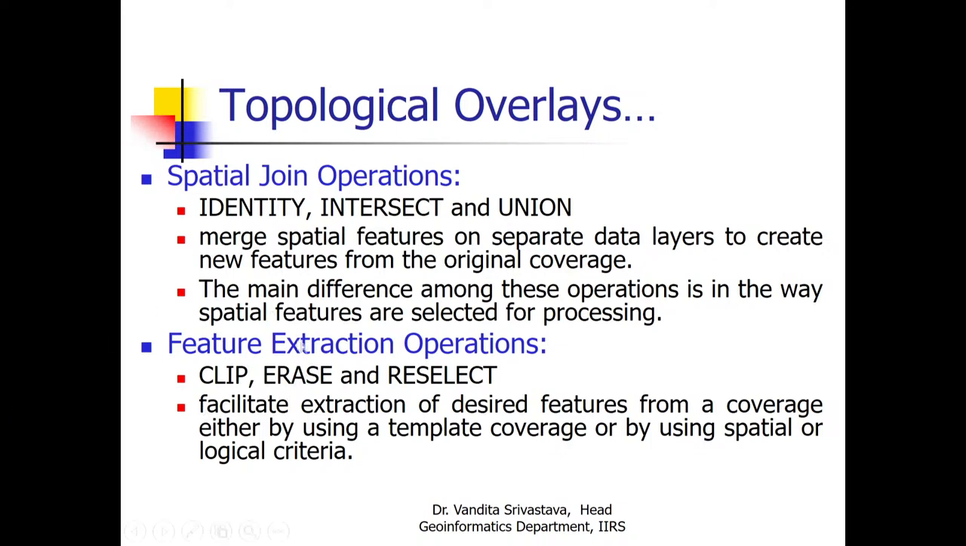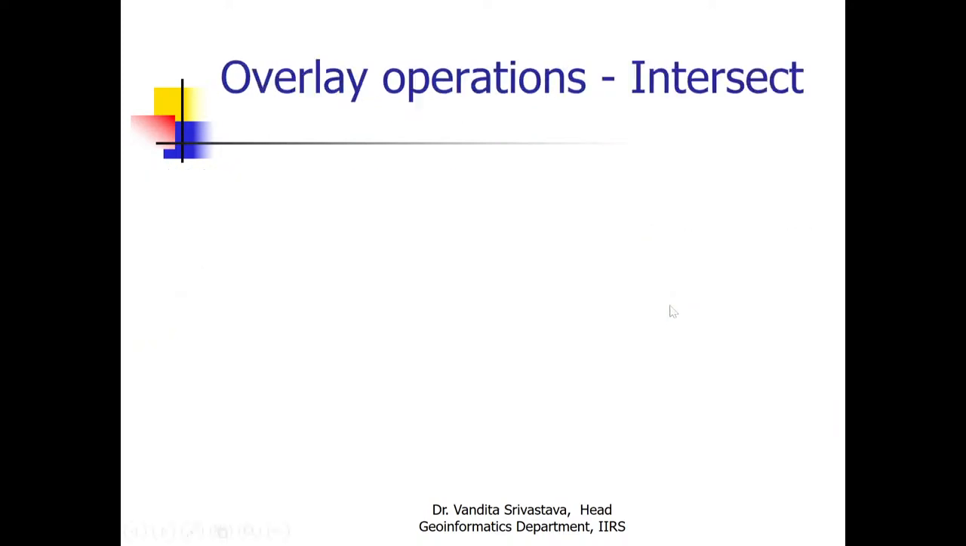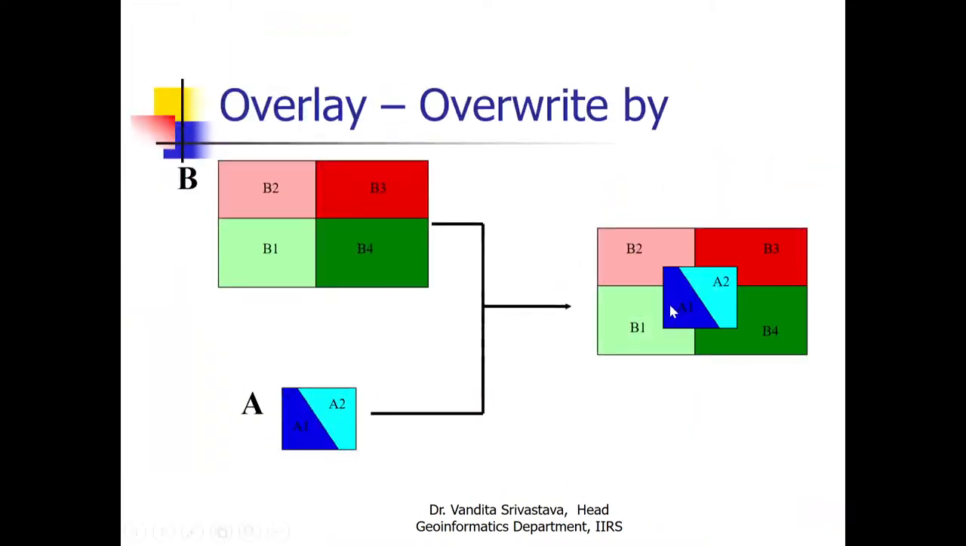Similarly, here in the feature extraction operations, the erase command is used as the reverse of the clip command. We have to erase some area. For some reason, we want to erase out the features, and we want to be left with only the remaining area. We use the erase operation. I have one example which, if time permits, I will show you. And then selection, I had already shown, so I will not go into detail of this. We have already seen enough examples of the selection commands. So this we already discussed.